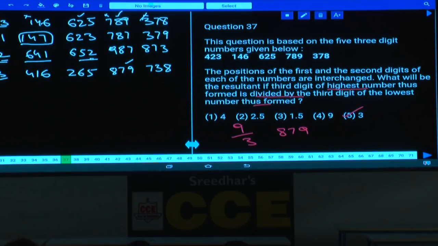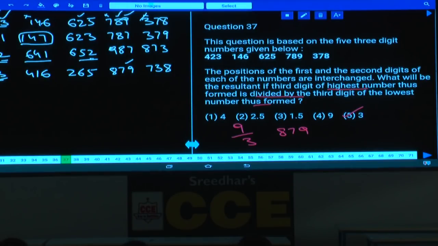Now, what is the least one here? Least one among this one. The second digit is 2, 4, 2, 8, 7. 2 is the least. Now, what is this number here? 243. The last digit remains as it is. Now, in this one, 9 is at the last digit, 3 is at the last digit. 9 divided by 3, 3 is the answer.